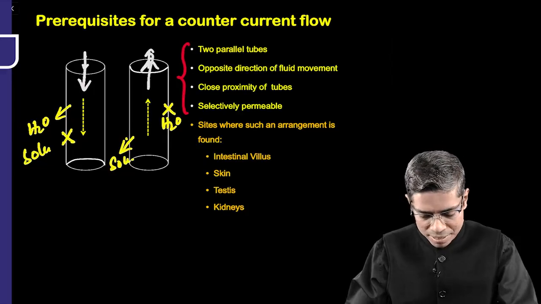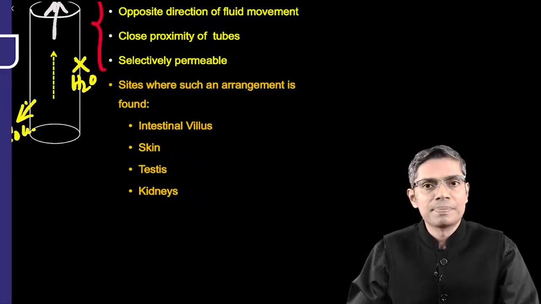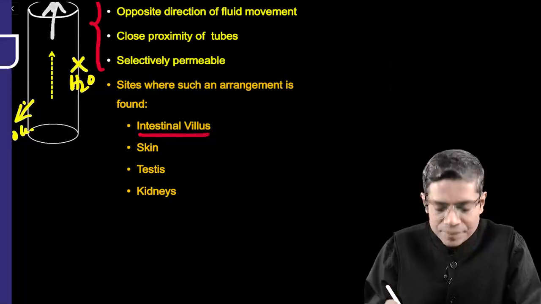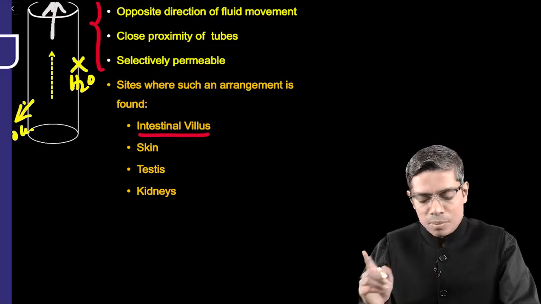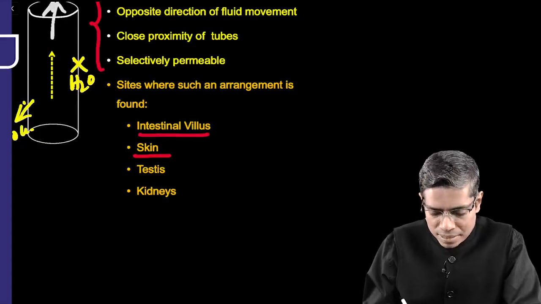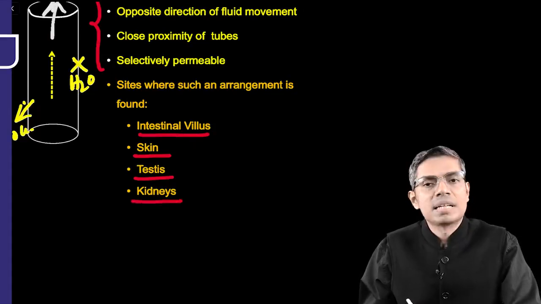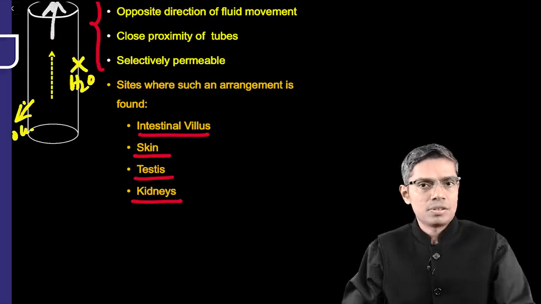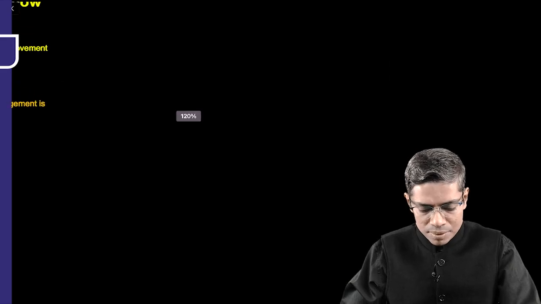With these four criteria, if you look, it is not only the kidney where the countercurrent system operates. Intestinal villi, okay, they also contain a countercurrent system, for the exchange of oxygen there. At the level of skin, okay, and at the level of testes, the pampiniform plexus, they also have a countercurrent system apart from the kidney. So in today's topic, we are going to discuss the countercurrent system of kidney.